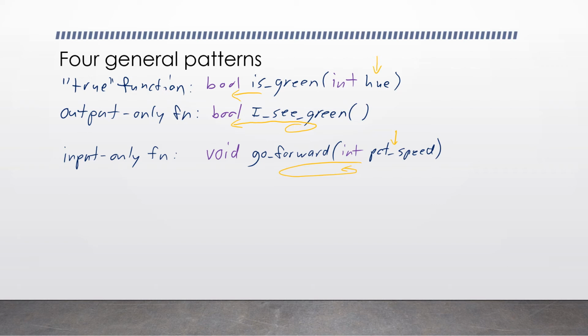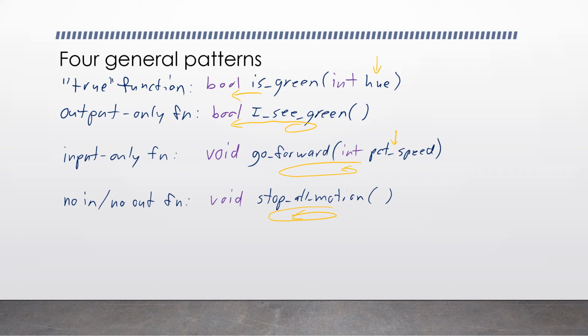Finally, we can have a no in, no out function. You can have void stop all motion. Okay, this tells my robot, okay, I want you to stop. I want you to stop moving your wheels. I want you to stop moving your scanning motor. I want you to stop everything. I don't need to give it any parameters because I'm asking it to stop everything. So it just does some internal calculations, internal processes to stop all the motors from working. Doesn't need to return anything because I can see that the robot has physically stopped.